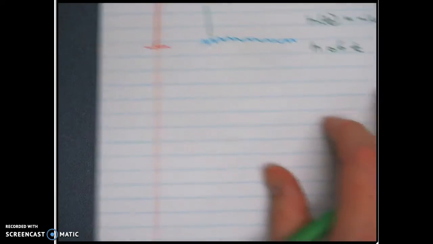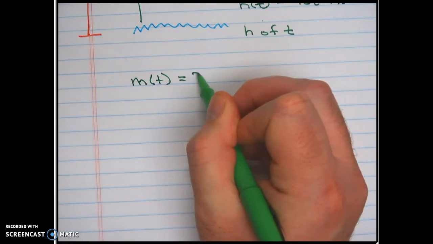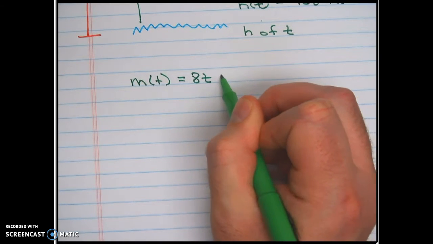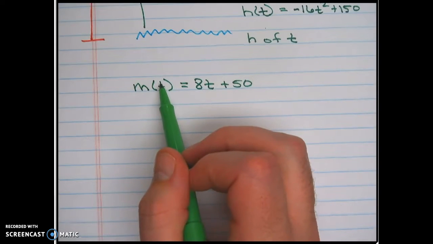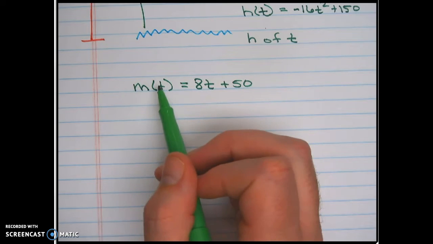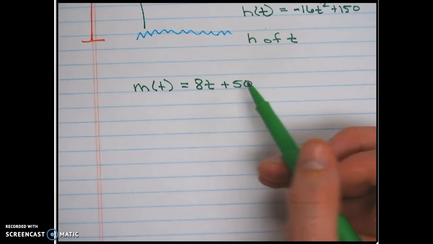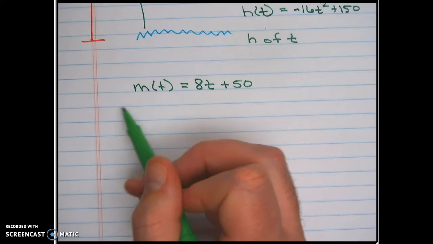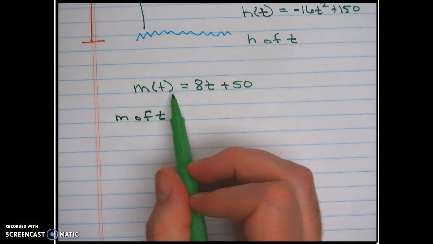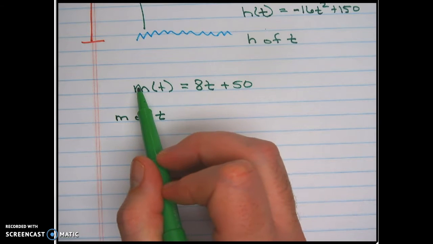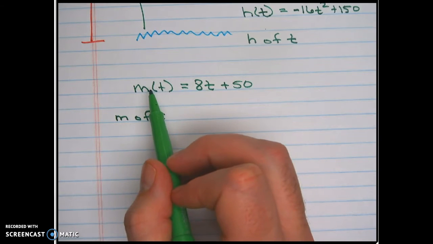And if I showed you something like this, m of t equals 8t plus, let's say, 50. Maybe in this case, m stands for money and t stands for time. So in this case, my money depends on time. I get $8 every hour plus $50 just for doing something. And you would read this m of t. It's basically saying my money depends on time, if m is money and t is time. And it would have to tell you that. Well, how does money depend on time?